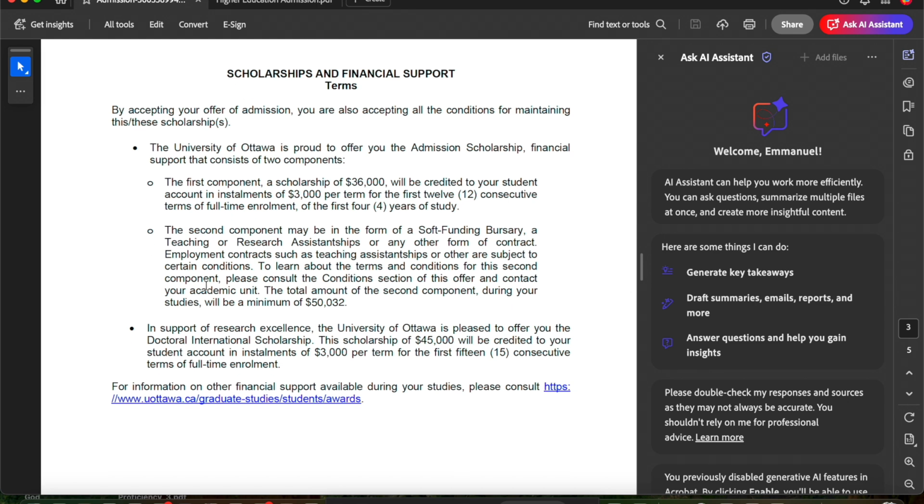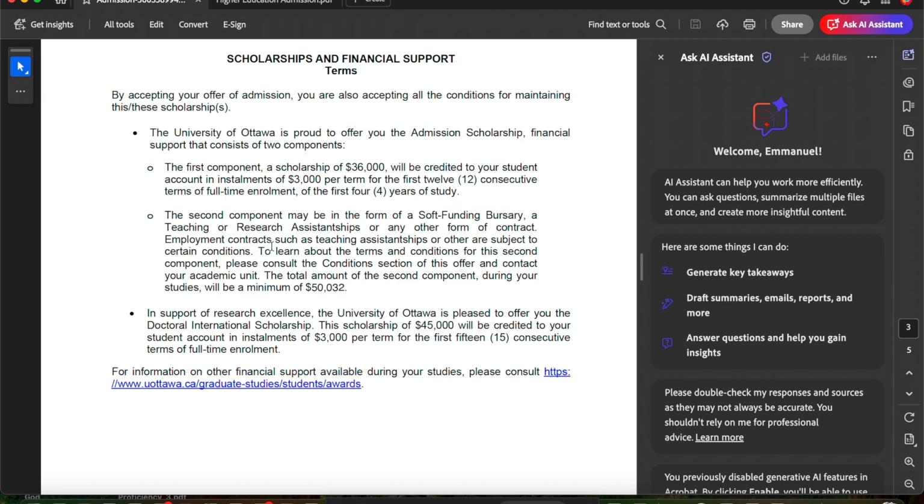Now the second component may be in the form of a soft funding bursary, a teaching or a research assistantship. So this scholarship letter explains clearly that the university may give you a scholarship that you don't need to work for. That's the first component. And then the second component could be in the form of a teaching or research assistantship. And the total amount for this scholarship was 50,000 Canadian dollars.